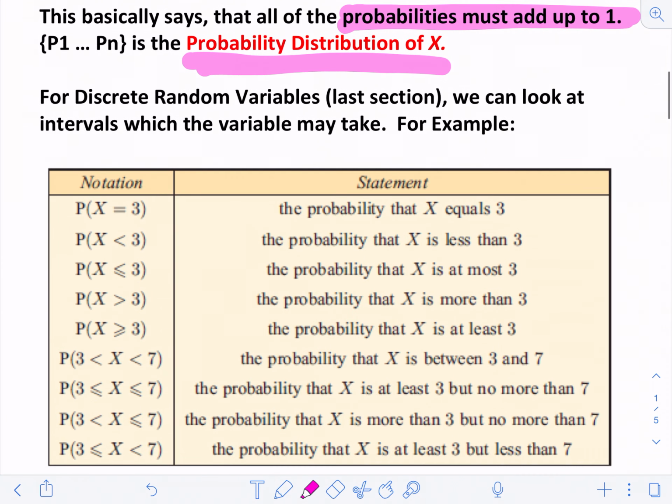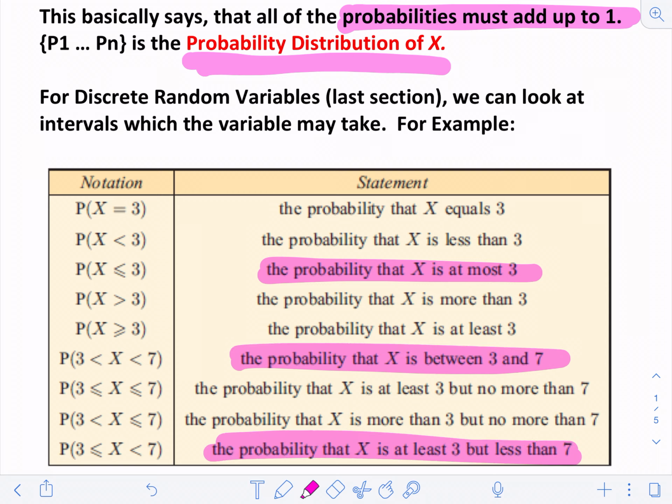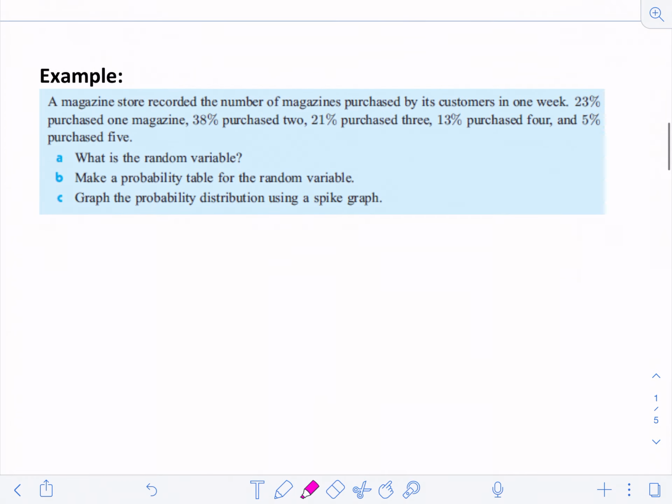So if you recall, I mentioned discrete random variables, and that's what we looked at last section. So if you look at the intervals that value might take, and here's some different notation, we're going to look at the probability that x equals 3, or the probability that x equals a particular value. But we also might ask about the probability of it existing in a range of values. What's the probability that it is at most 3, or between 3 and 7, or at least 3 but less than 7, things like that. So that's where we're going to look at different distributions. Here's an example of that.